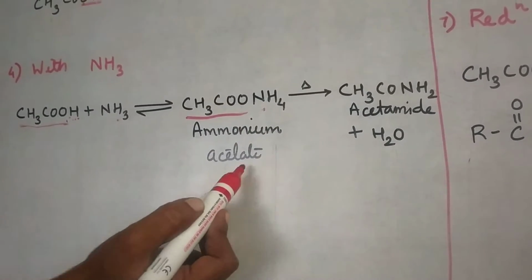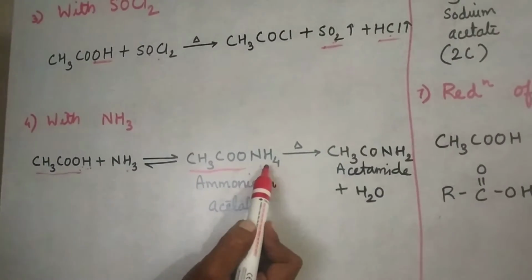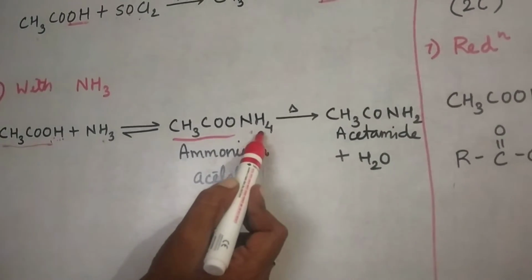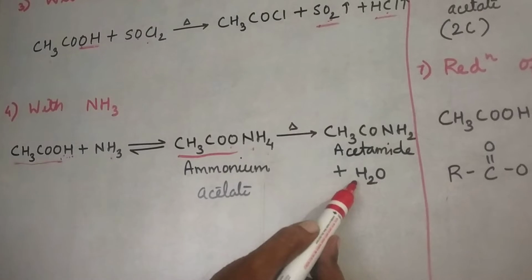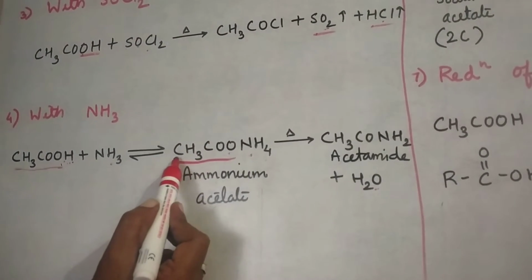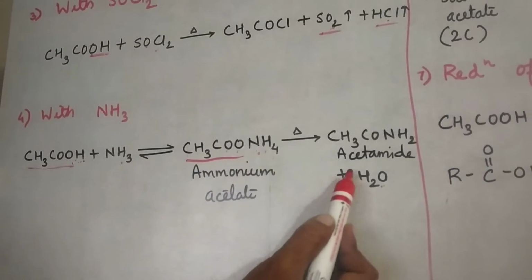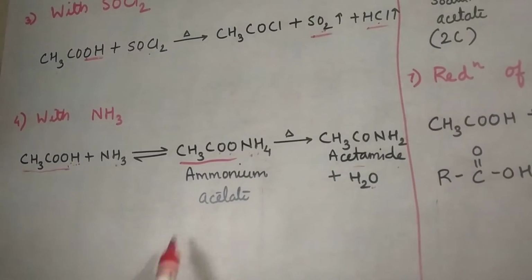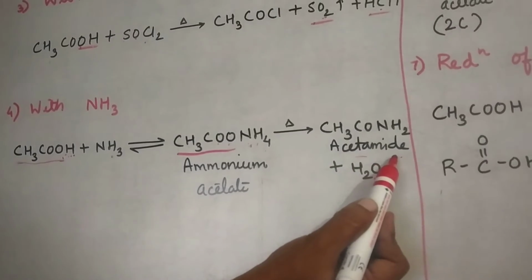So ammonium acetate, when heated now, loses a water molecule. There is loss of a water molecule. 2H from NH4 and 1 O from oxygen go out. H2O goes out during the reaction and there is formation of CH3CONH2, which is called acetamide. Acetamide is formed. So the ammonium salt has got converted to acetamide.